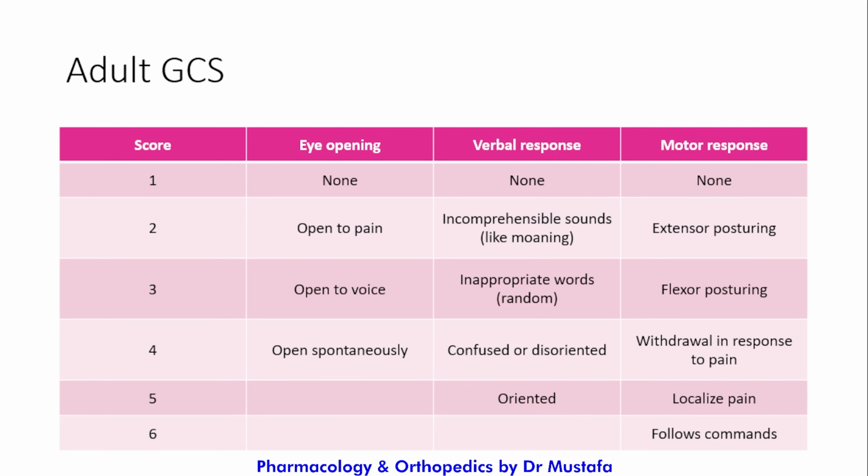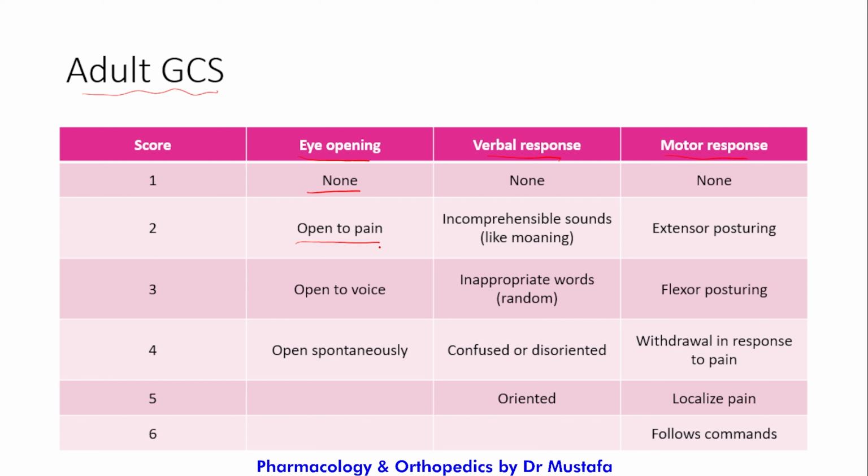The Glasgow Coma Scale is more complicated, and here we have the adult Glasgow Coma Scale. Pediatrics have a slightly different one than the adult one. You can Google that, but here we will explain the adult Glasgow Coma Scale. We have three different things in the Glasgow Coma Scale: the eye opening, the verbal response of the patient, and the motor response, and each one is given a score. For the eye opening, if the eye is not open and can't be opened, the patient is given 1 point.